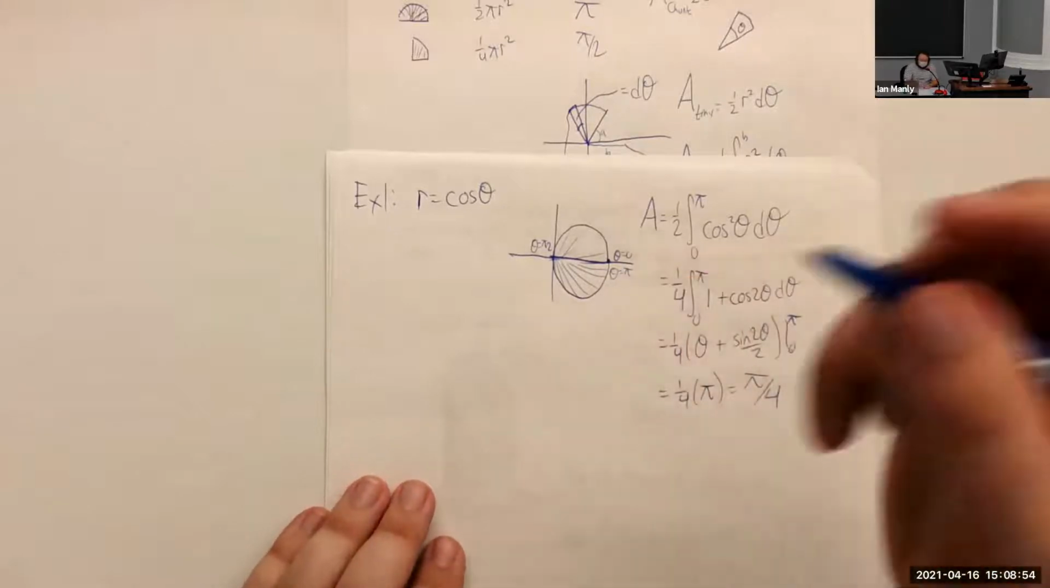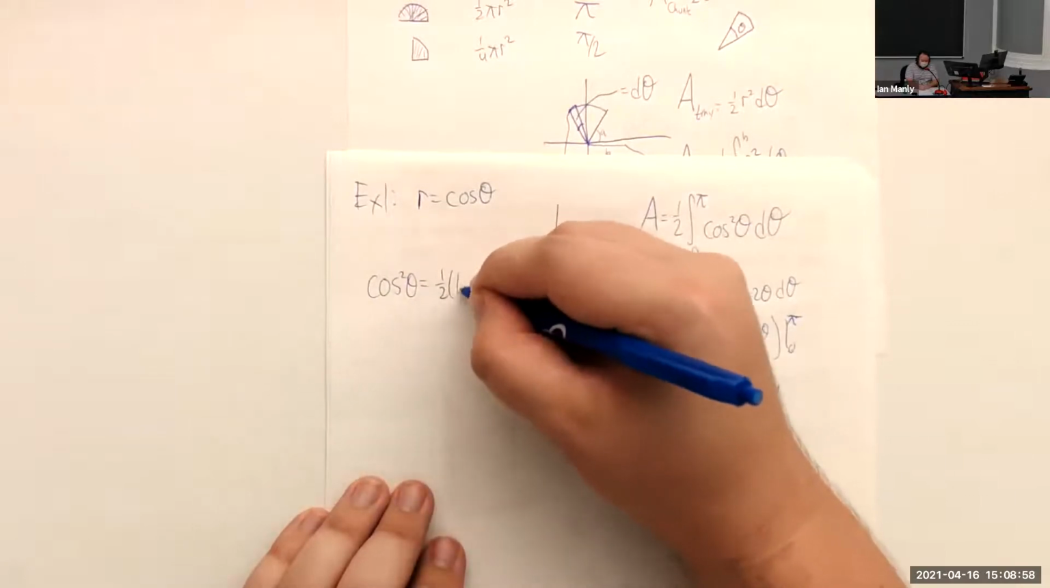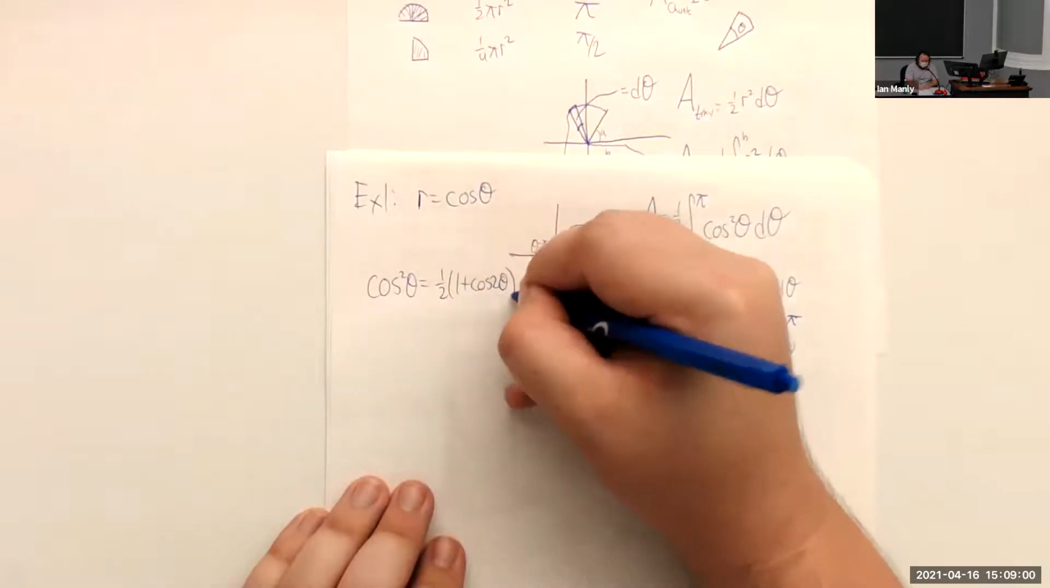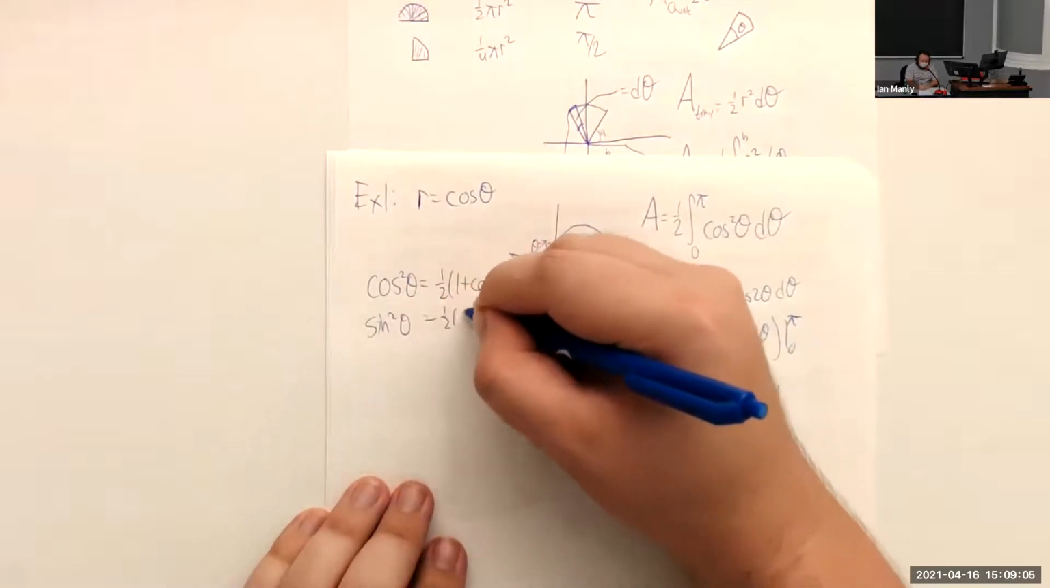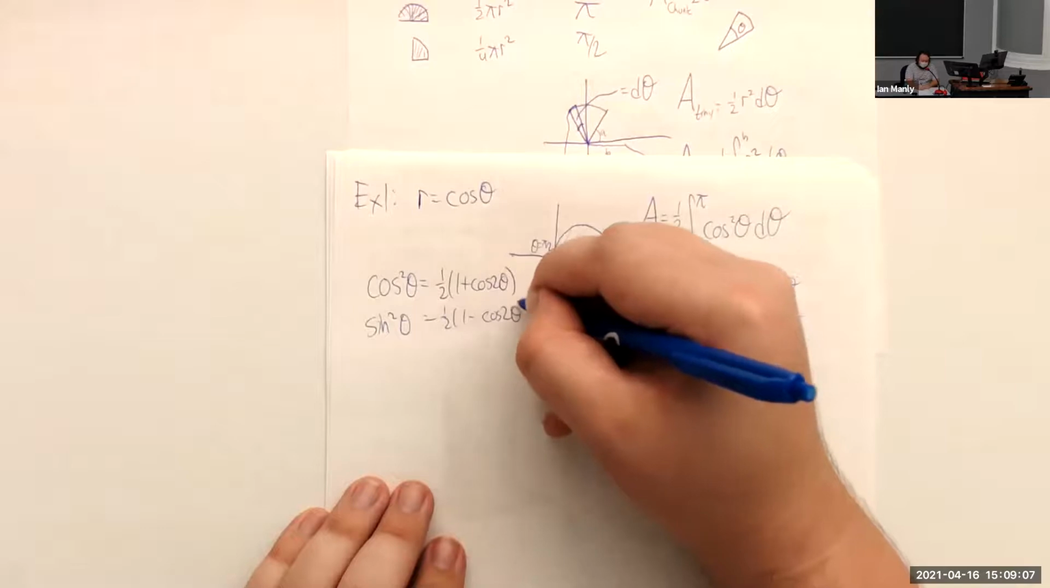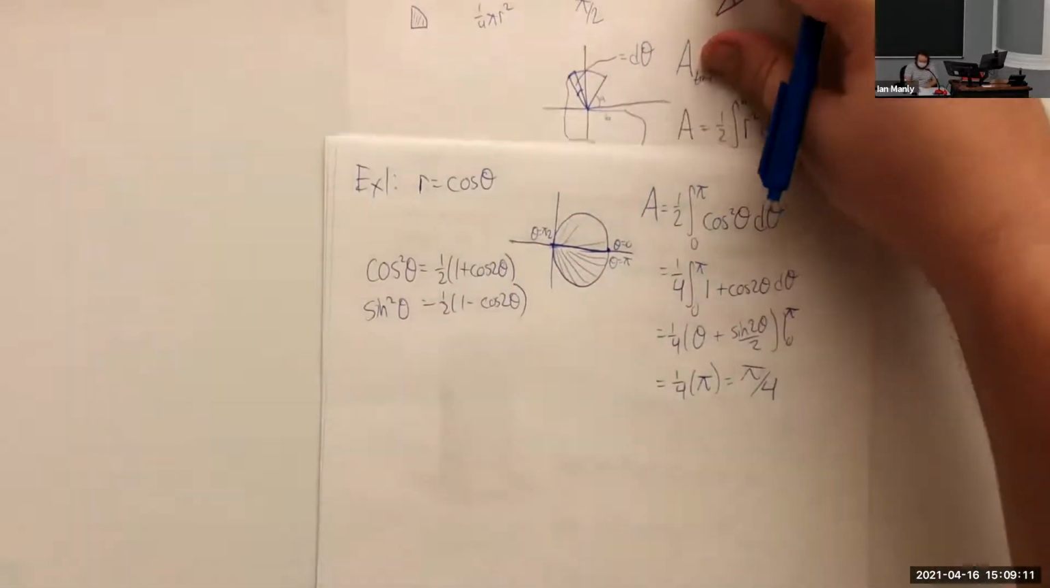Can I write the half angle identity? Yeah, sure. So the one for cosine squared is 1/2 times 1 plus cosine 2 theta. And the one for sine squared is the same, only we have a minus. All right, so that's a good review. We need to remember how to do the integrals of trig functions here.